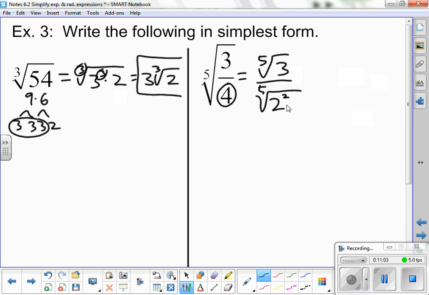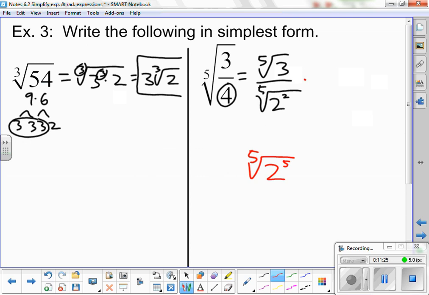Now the thing is, I got a root on the bottom. I don't want a root on the bottom. To get rid of the root on the bottom, I need the fifth root of 2 to the 5th power. If I get that on the bottom, that's a good thing because I got a 5th root and a 5th power. Those will go away. I'll end up with a 2. Right now I don't have that. I got the 5th root of 2 squared.